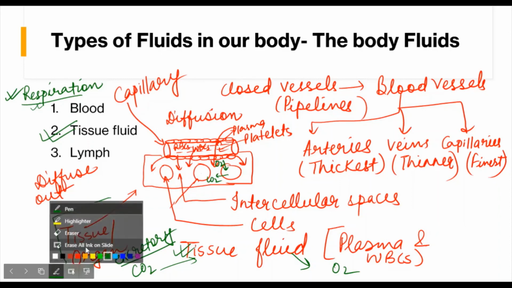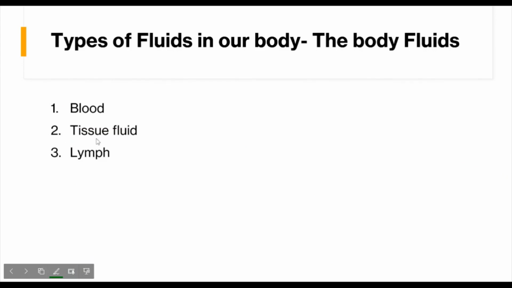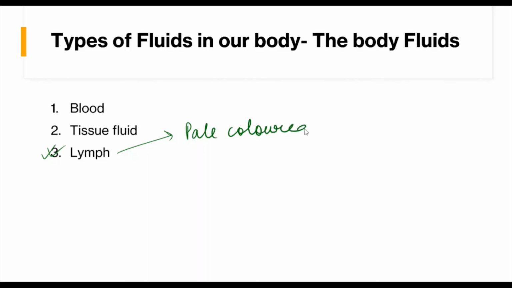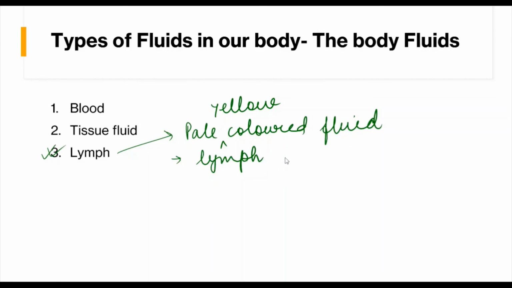Now let us move on to the next one. So next is what, beta? Next is the last one, that is lymph. What is lymph, children? Now lymph, first of all, it is a pale yellow colored fluid. Where is it found, beta? Lymph is found in lymph vessels and lymphatic organs.